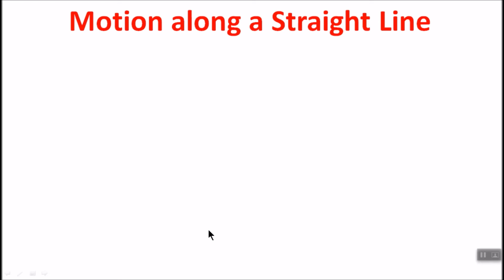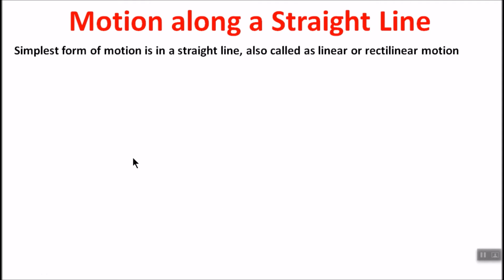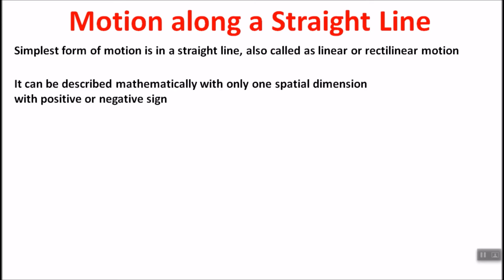We will analyze in this lecture mostly the motion along a straight line, which is one of the simplest forms of motion, and different sorts of motion can be analyzed in its terms. This is also called linear or rectilinear motion, and it can be described mathematically with only one spatial dimension with positive or negative signs.